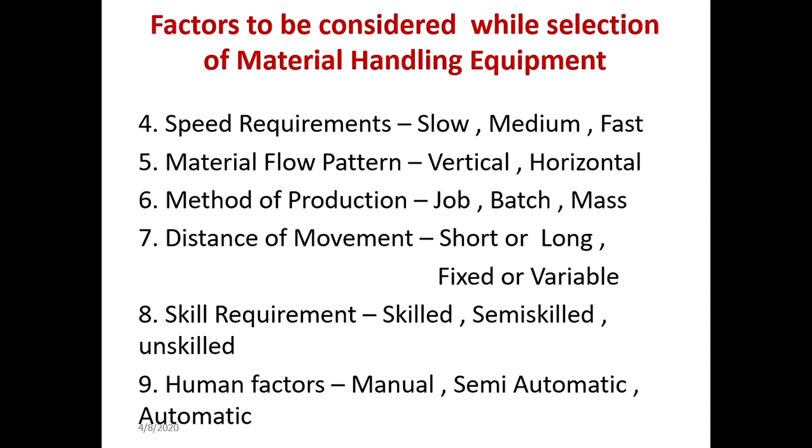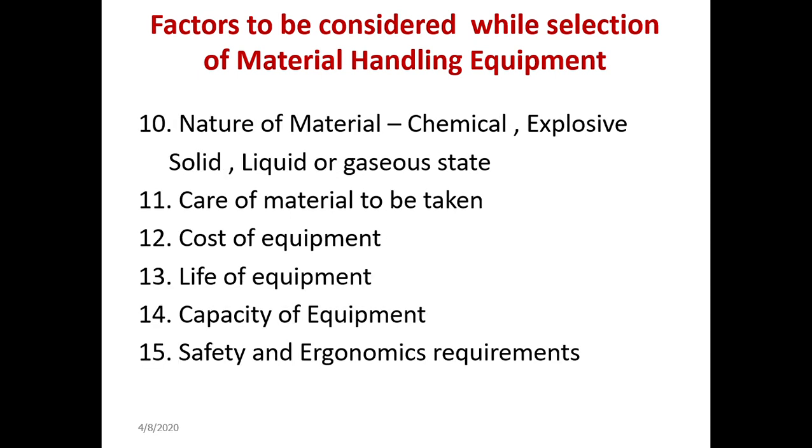So based upon that, material handling equipment is to be selected. Beside this, human factor, whether material handling system should be fully automatic or semi-automatic or manually operated. What is the nature of material? Whether chemicals are to be handled. What is the state of material, whether solid, liquid, or gases? Care of material to be taken, cost of equipment, life of equipment, capacity of equipment, safety and ergonomics requirement. So these are the numerous factors to be considered while selection of material handling equipment.